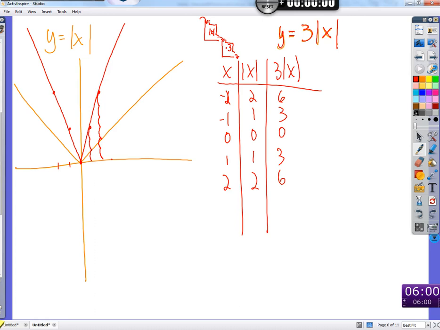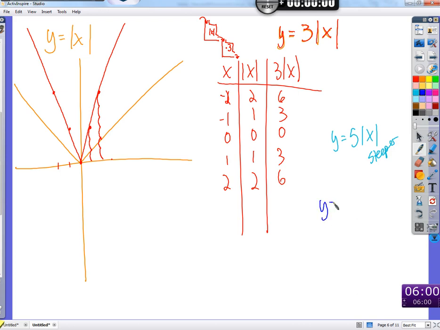So if we did y equals 5 times the absolute value of x. What do you say? 5 times the absolute value of x, how would that look compared to, say, the 3 times the absolute value of x? It would be steeper. Even steeper. Okay.